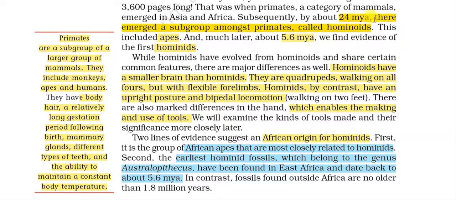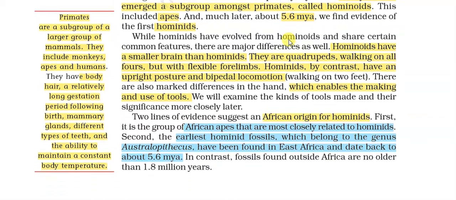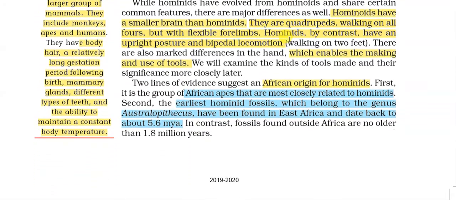This is how evolution has taken place. So hominoids can be found around 24 million years ago. Hominids, which is the next evolutionary stage, are around 5.6 million years ago. This is where human existence has started, right? Okay. Now, what is the difference between hominids and hominoids? In the detailed notes part, I have given you a tabular difference between the two. You will learn that. It can be asked for a 3 marker or even for a 1 marker depending on the question paper. Now, there are differences between hominids and hominoids.